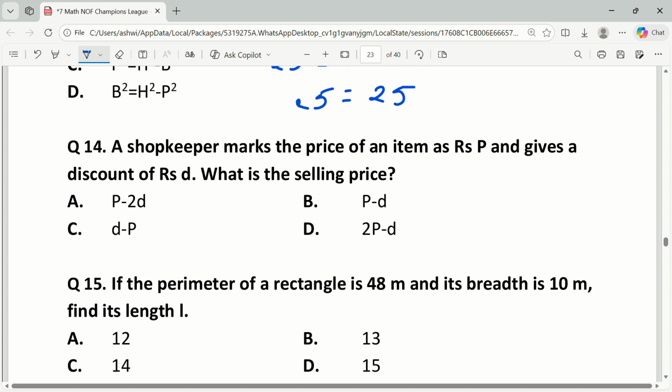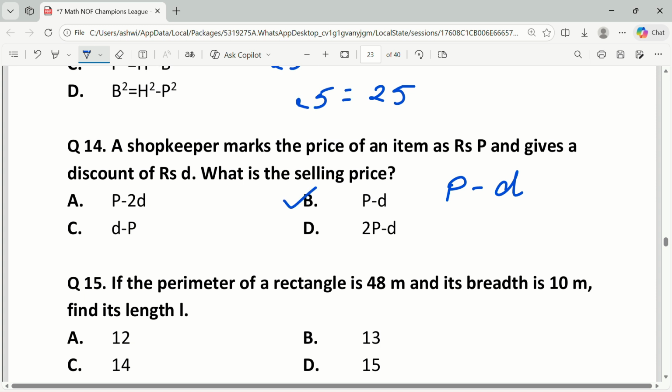Question 14. A shopkeeper marks the price of an item as rupees P and gives a discount of rupees D. What is the selling price? The selling price is the marked price minus the discount. So selling price is equal to marked price minus discount. Substituting the variables, we have P − D. Comparing with the options, the answer is B, P − D.